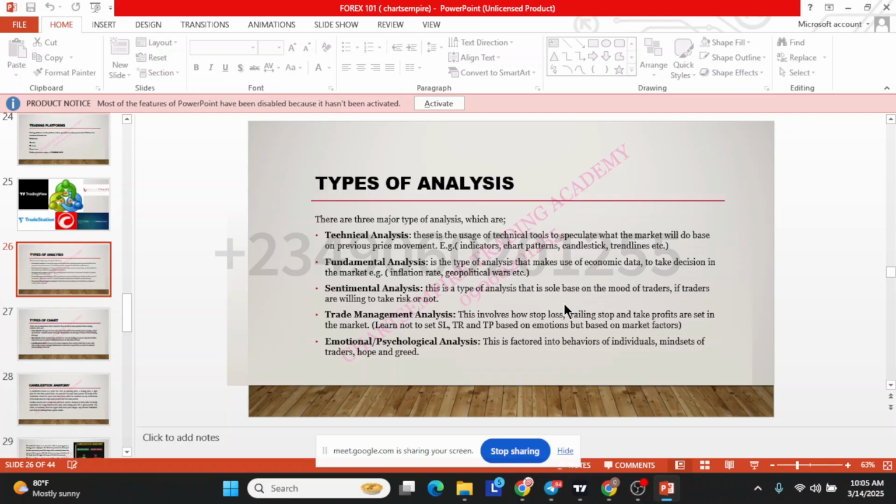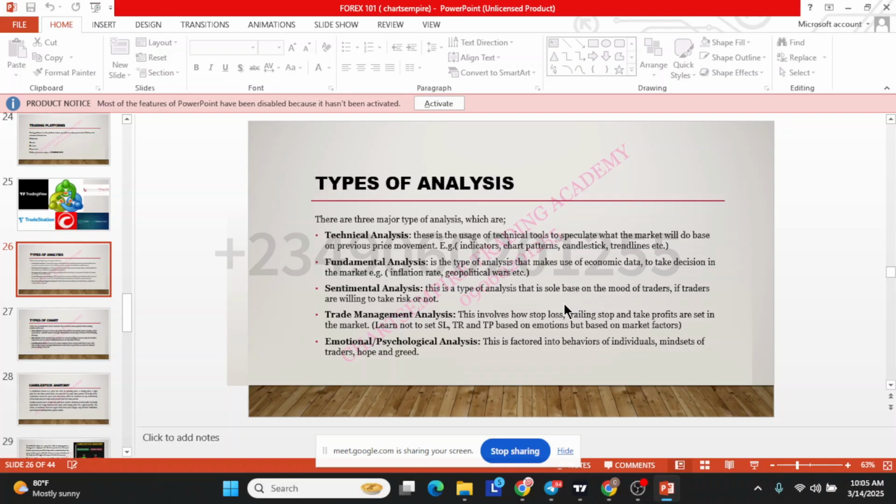The technical analysis is the usage of technical tools to speculate what the market will do based on previous price movement. It's just as if we already have data, and based on the data we have, we look through the data and check what has happened before. So with what has happened before, we now use it to speculate or forecast what is going to happen next.